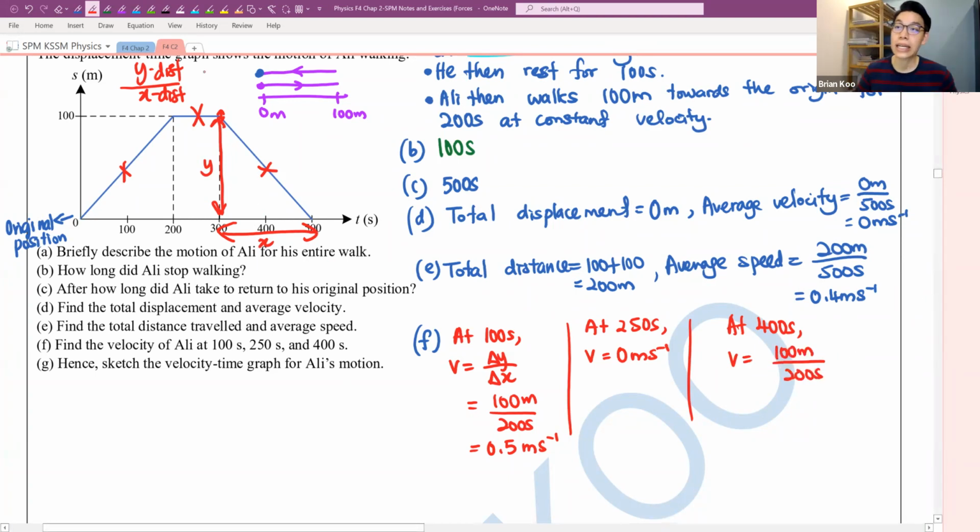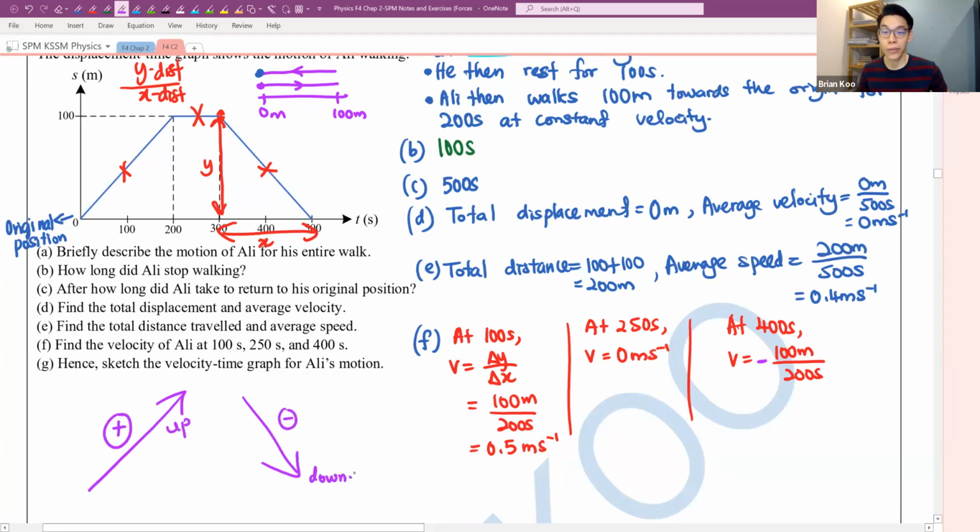But this one is a bit special. I need you guys to put a negative. Any line that looks like this is a positive gradient because it's going up. Any line that goes down like that is a negative gradient because it's going down. Going up, positive, going down, negative. So the disadvantage for this one, y distance over x distance, is you have to put in the plus or minus yourself. So it's something like that.